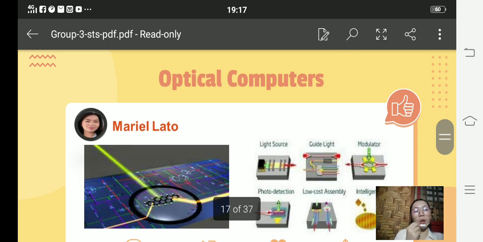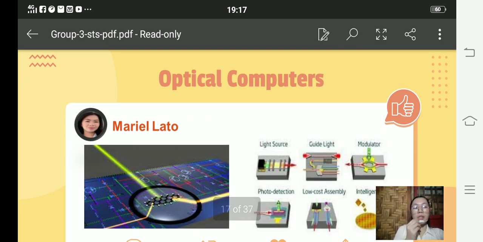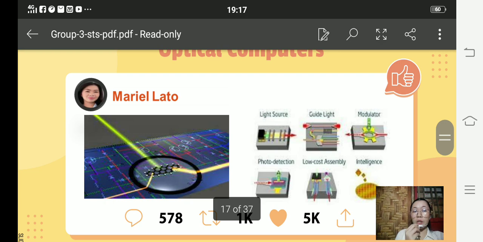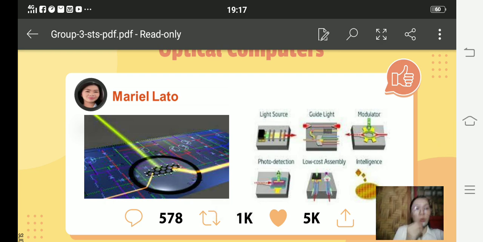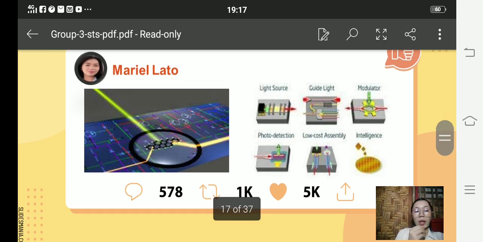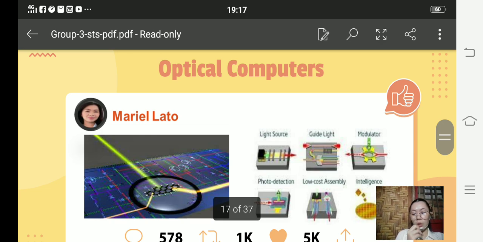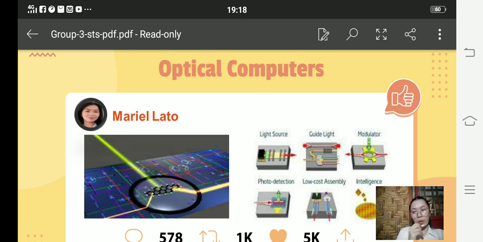Next are the optical computers. As you can see in the pictures, there are some parts of the optical computer, which are the light source, photo detection, guide light, focus assembly, modulator, and intelligence. Optical computing describes a new technological approach for constructing computer processors and other components.